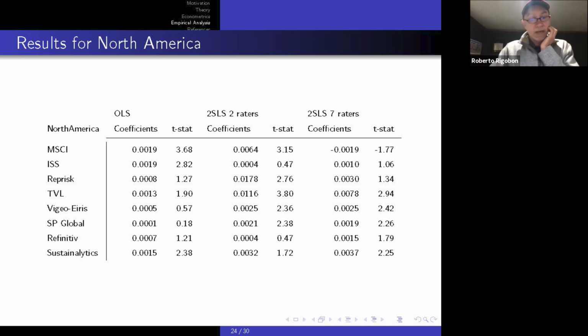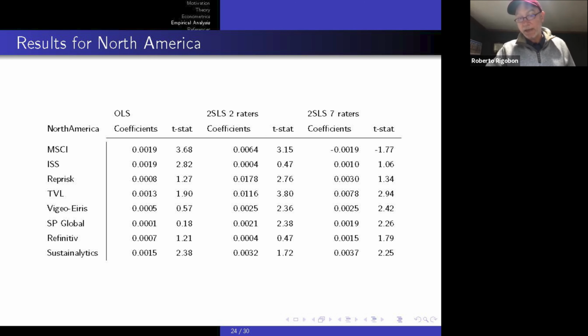These are the coefficients, so you have an idea. This is an example of the tables that we will have in the paper. I'm showing you only North America, the coefficients for the different rating agencies. If you run a simple regression, 19 will be 19 basis points. This is the improvement of 1 standard deviation for MSCI. And when you do the instrumentation, you can see that a lot of the coefficients become bigger. They become more significant and bigger when you put in 7 ratings.